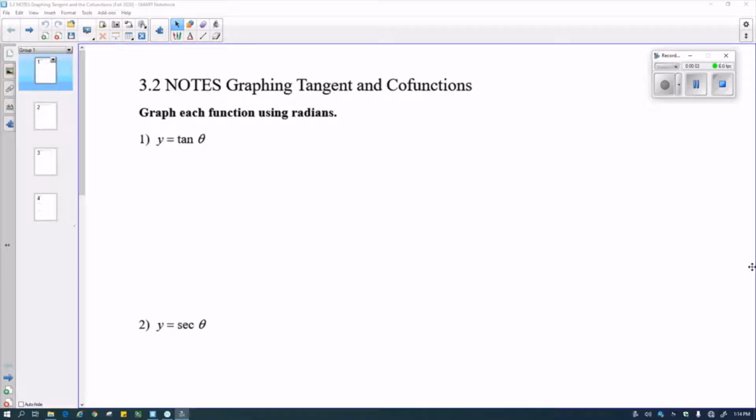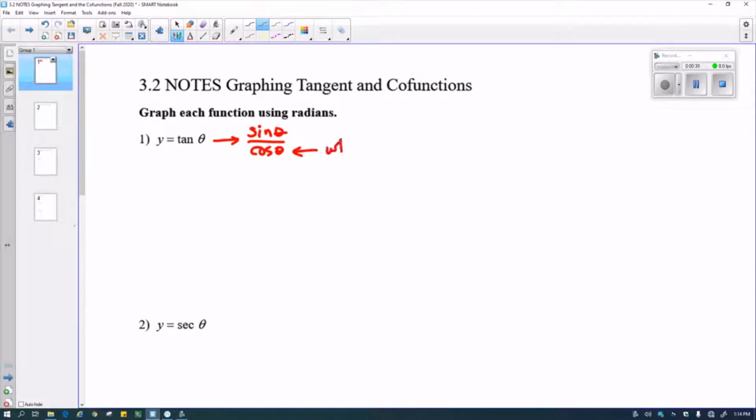Today we're going to be graphing the tangent and the cofunctions, and remember that the tangent and the cofunctions all use sine, cosine, or both sine and cosine. And so we've got to consider what the tangent is before we can graph. Remember, the tangent is the sine over the cosine, and why this is important is because the denominator is going to pose a problem for us.